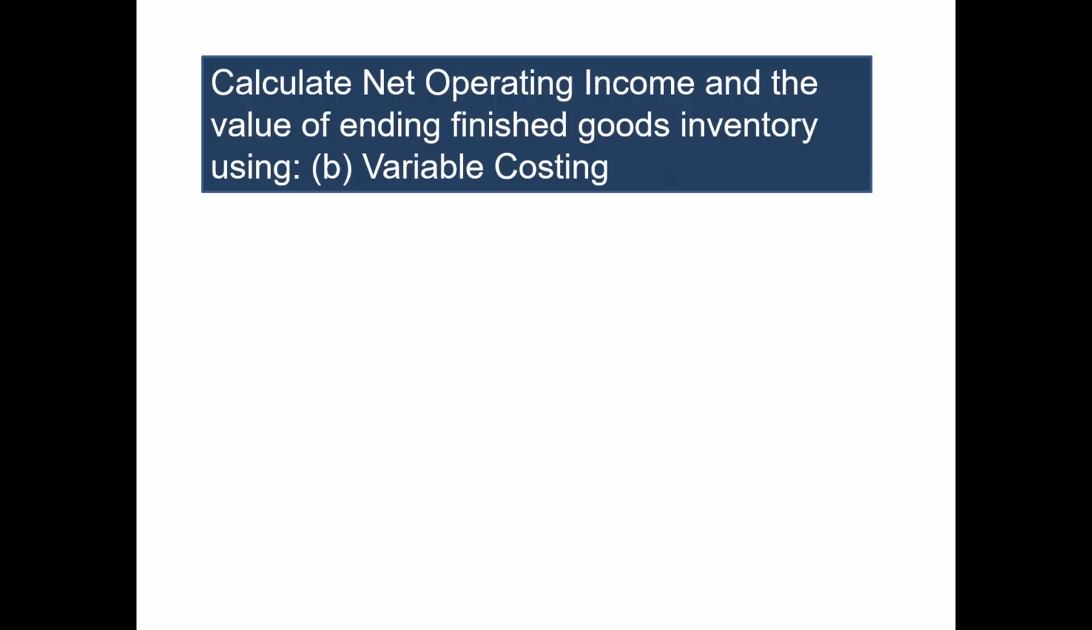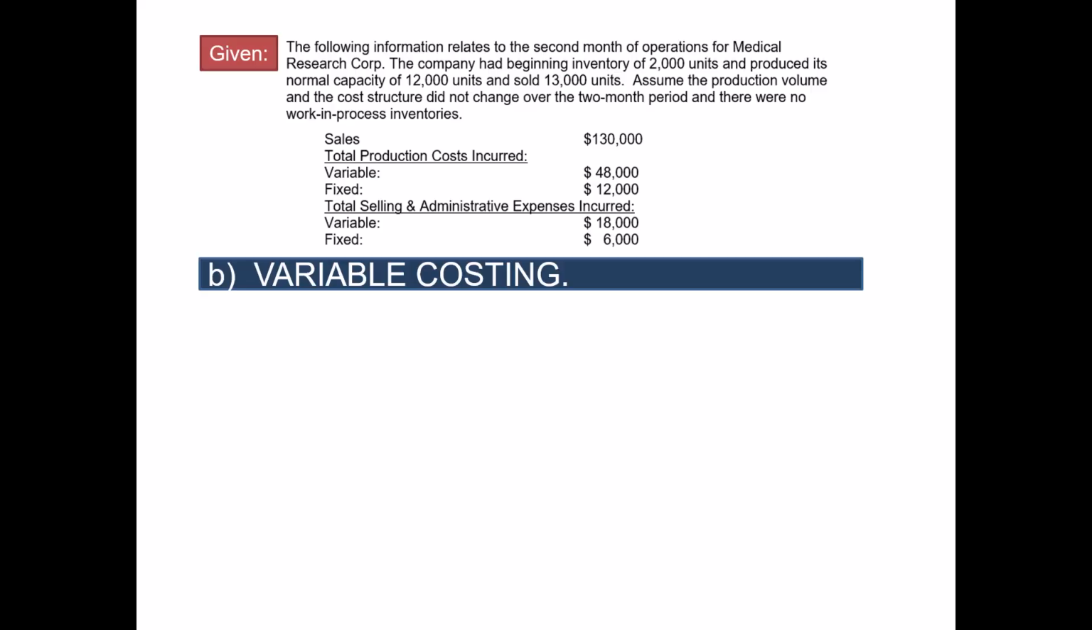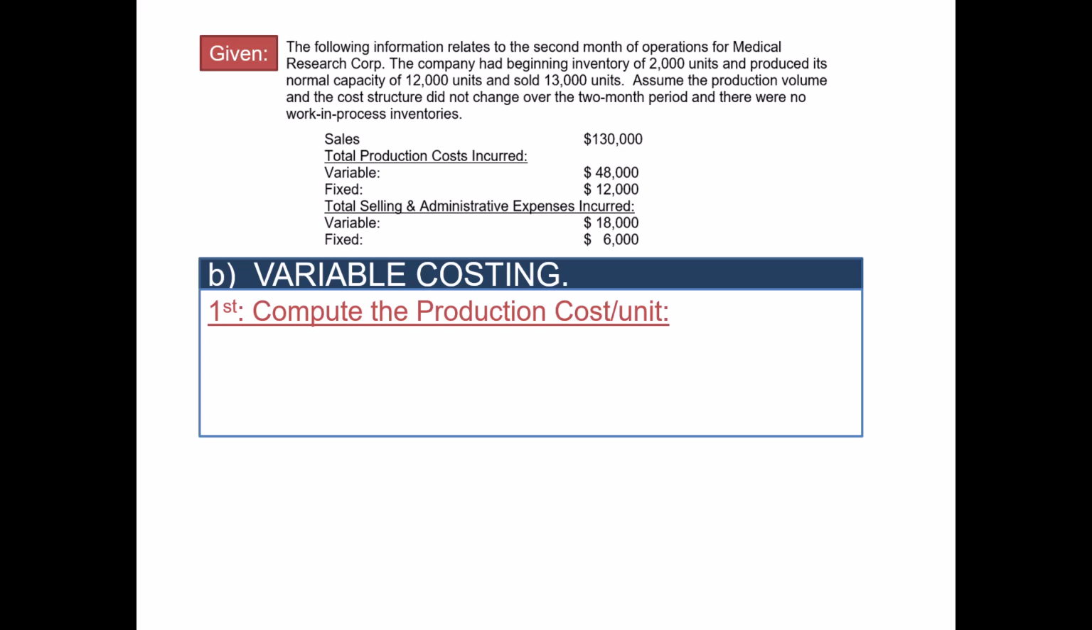Now we'll turn our focus to variable costing. Here we'll also need to find our cost per unit, and recall that under variable costing, the only costs assigned to inventory are your variable production cost of direct material, direct labor, and variable overhead. So we will take the $48,000, divide by the 12,000 units produced, and we get $4 per unit.